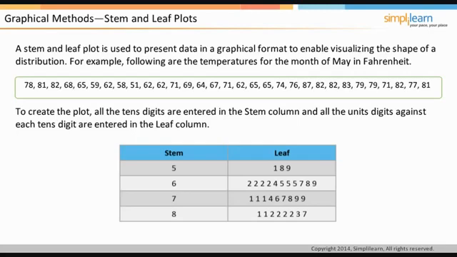In the first row, 5 is entered in the stem column and 0 in the leaf column. The next lowest temperature is 58. 8 is entered in the leaf column, corresponding to 5 in the stem. The next number is 59. All the temperatures falling in the 50s are similarly entered. In the next row, the same process is repeated for temperatures in the 60s. This is continued till all the temperature values are entered in the table. Let us understand another graphical method in the next screen: box and whisker plots.